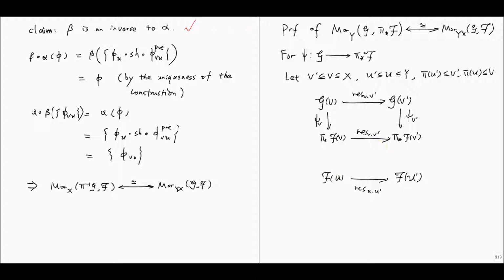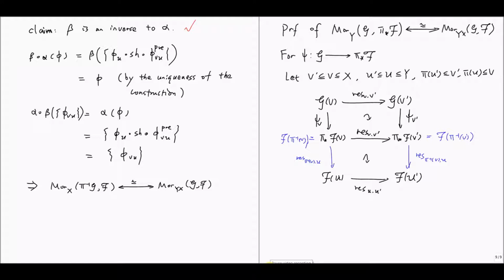For our lower part, we simply recall the definition for the pi star f. Since pi of u prime is contained in v prime and pi of u is contained in v, this pi inverse of v is larger than u, and pi inverse of v prime is larger than u prime. So we get the restriction maps in here. Since both squares are commutative, this rectangle is commutative.